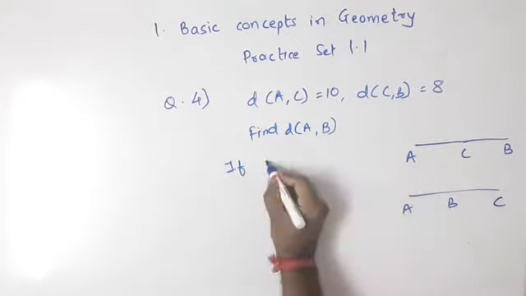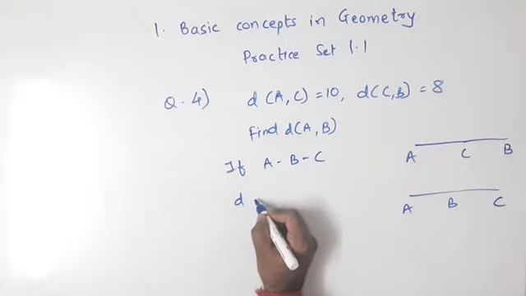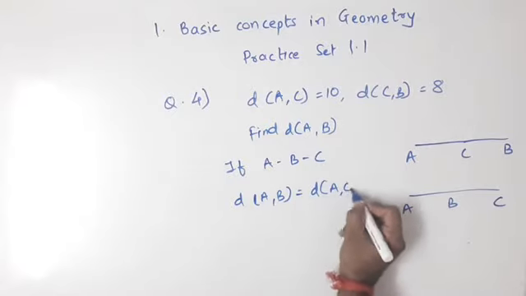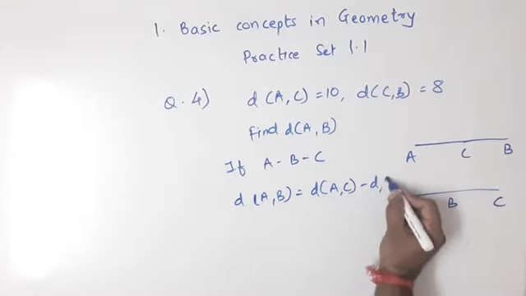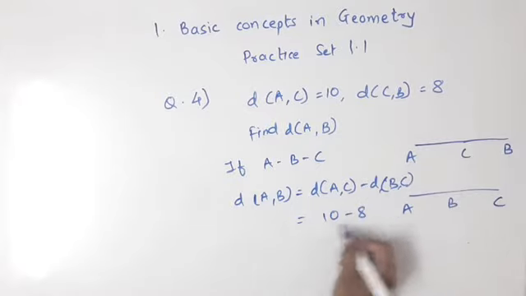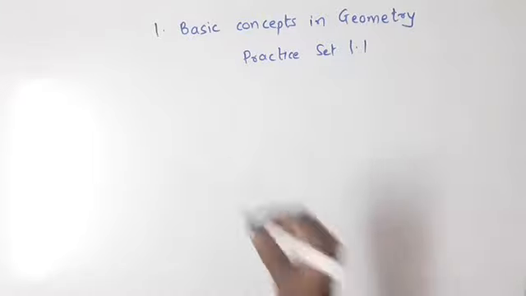If A dash B dash C, then distance AB will be equal to distance AC minus distance BC. So that is 10 minus 8, which will be equal to 2. So these are the only two possibilities that you can do. Okay, so let us move on to the next problem, question number 5. So we'll do the sixth one now.